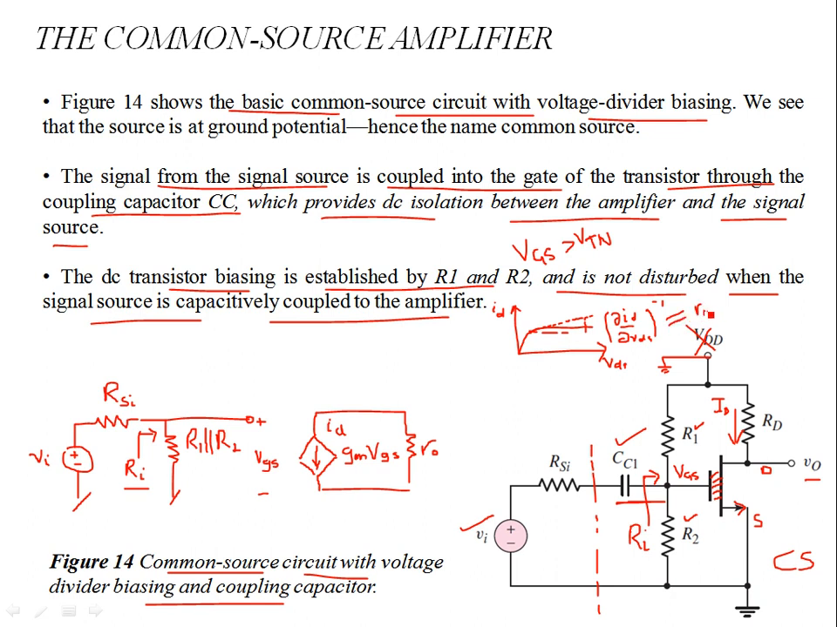We have talked about this in detail. Why it happens is that your current ideally is supposed to be independent of VDS, but it turns out that the horizontal electric field applied due to the drain-source output voltage modulates the channel width. That means the channel resistance is changing instantaneously, based on whatever the value of VDS is at that point in time. It is dependent on VDS. So you have the output resistance due to this effect.